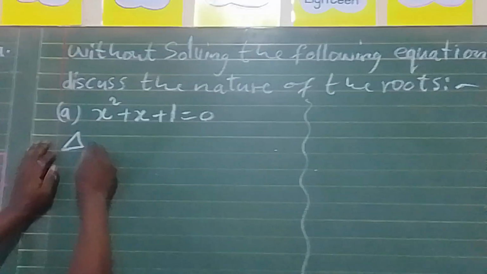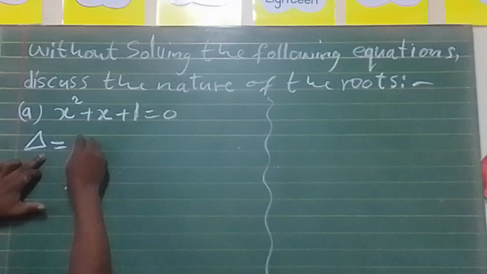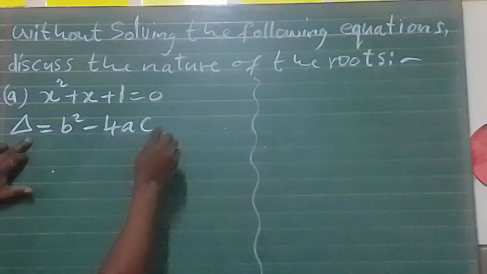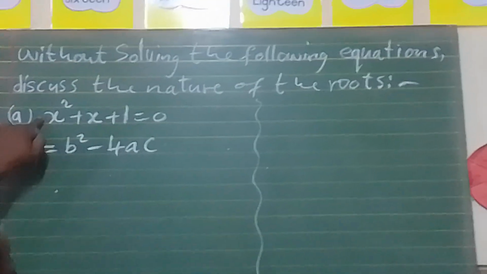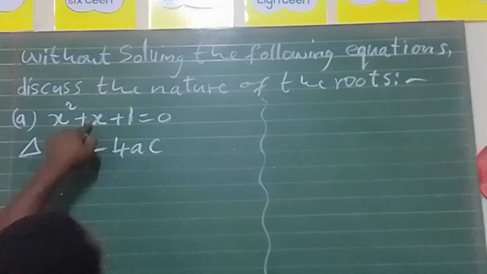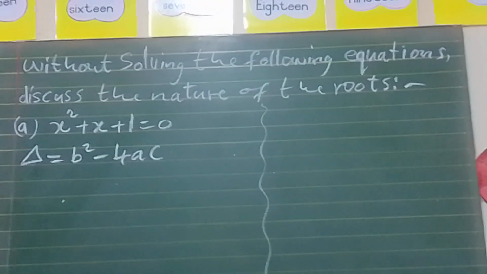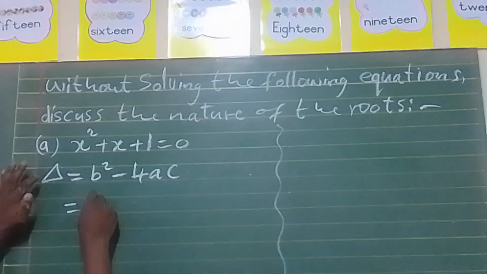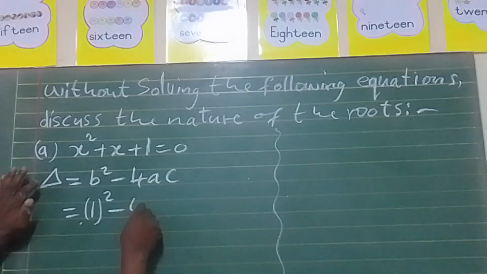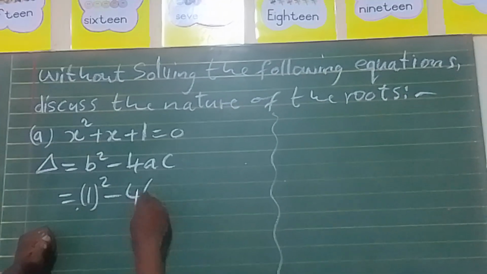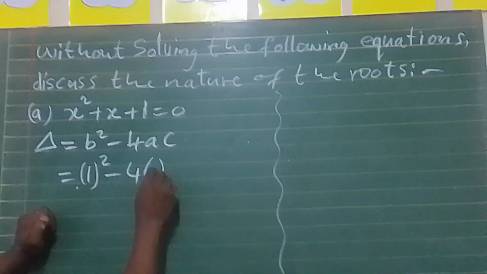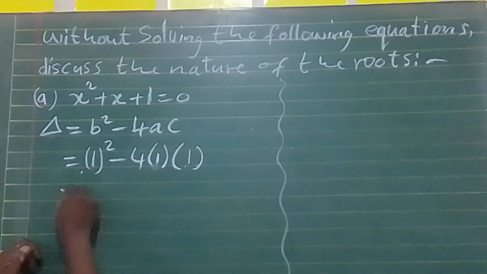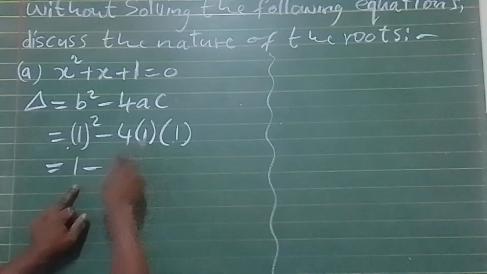You come to this instrument called the discriminant, which is equal to b squared minus 4ac, where you have a as 1, b as 1, c as 1. What is your b? It is 1. 1 squared minus 4. What is a? It is 1. What is c? C is also 1. Which is 1 minus 4.